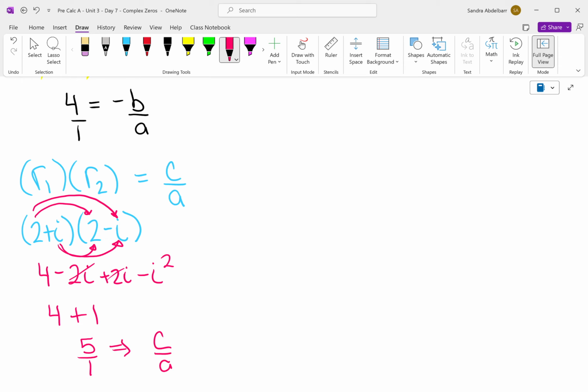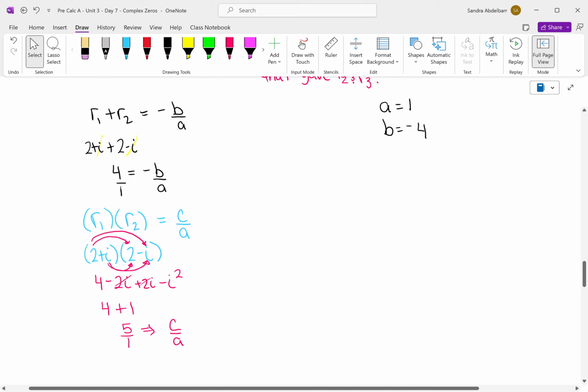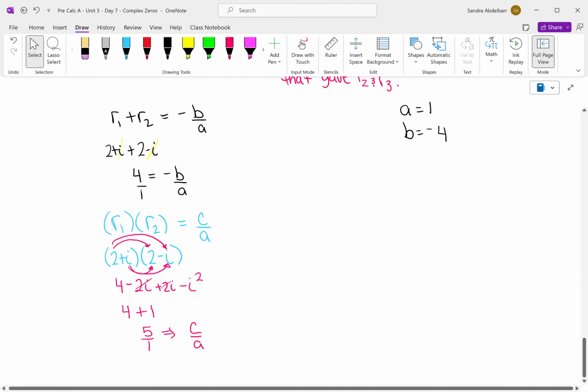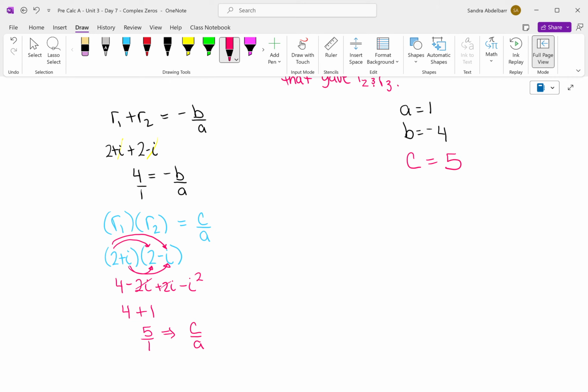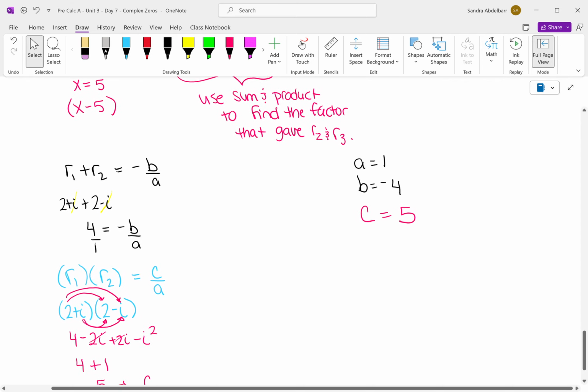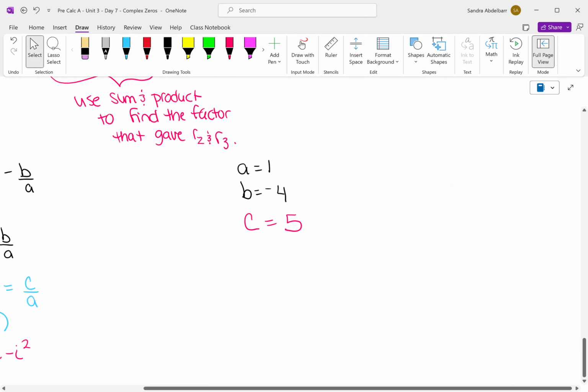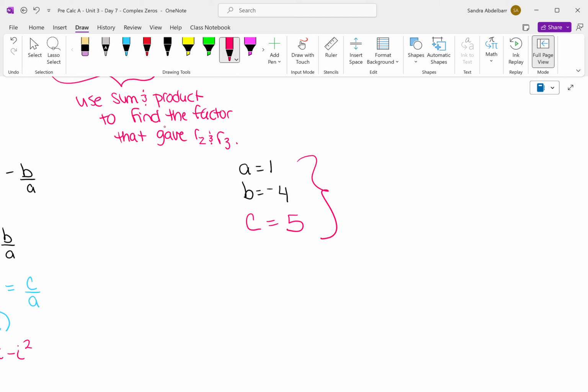This represents c over a. So now I know my a is 1, my b is negative 4, my c is 5. These are the coefficients for the ax squared plus bx plus c. So what does that mean? We are going to have x squared minus 4x plus 5.